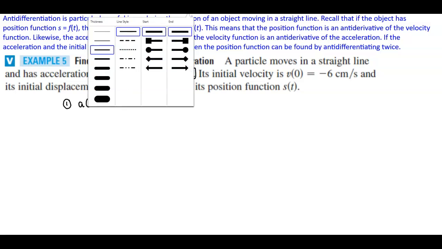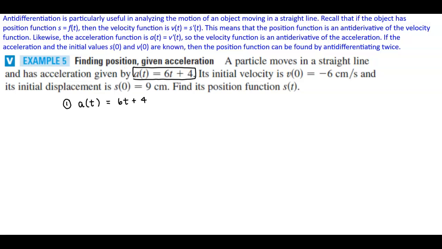Now, the antiderivative of that function is going to be the velocity function. So to find the antiderivative, v of t is going to be 6 times t to the 1 plus 1, which is 2, over 2, plus 4t. Then we have to add that constant c. Simplifying, the velocity function is 3t squared plus 4t plus c.